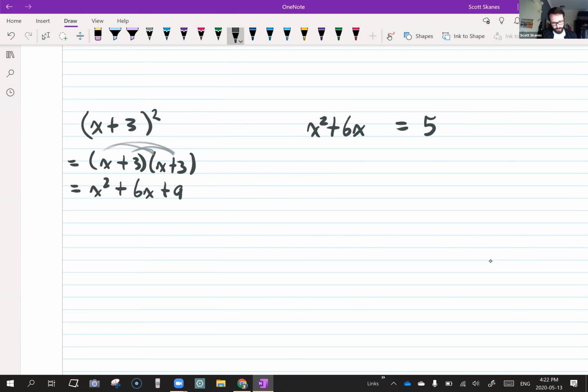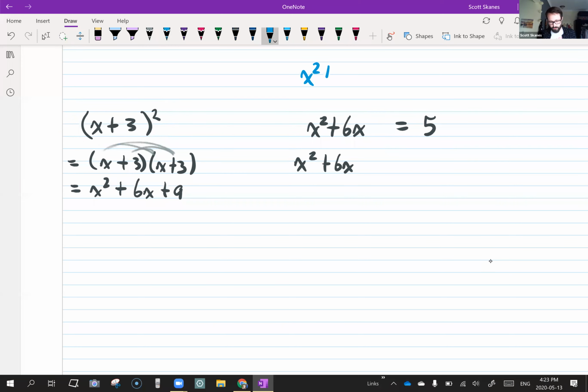What you need to do is force this into something that can be factored into something like this. And so the steps that you follow are just this. You take the x squared plus 6x. I'm not going to move the 5. Oh, okay, I'm going to mention that. Actually, it's a really good point. I'll talk about it now.